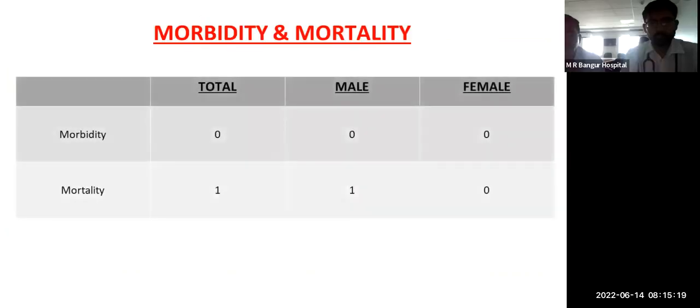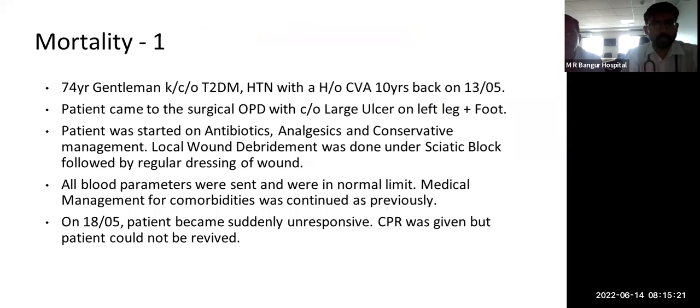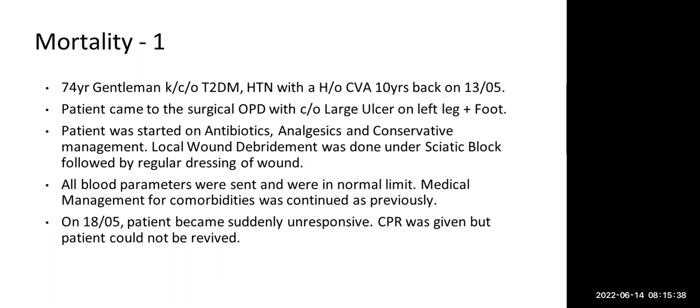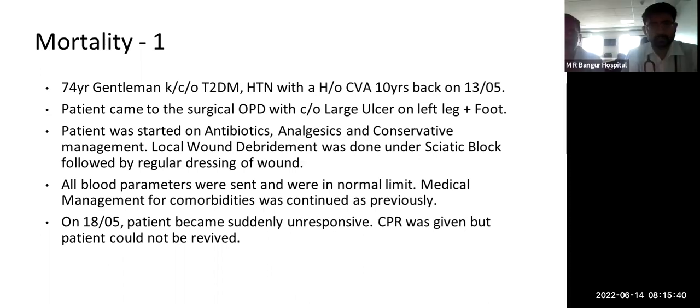Now, we had a single mortality during these past 2 months. This mortality was of a 74-year-old gentleman who was a known case of type 2 diabetes, hypertension, and with a history of an episode of CVA 10 years back. The patient was admitted on the 13th of May. The patient came to the surgical OPD with a complaint of a large ulcer on the left leg and foot. The patient was started on antibiotics, analgesics, and conservative management.